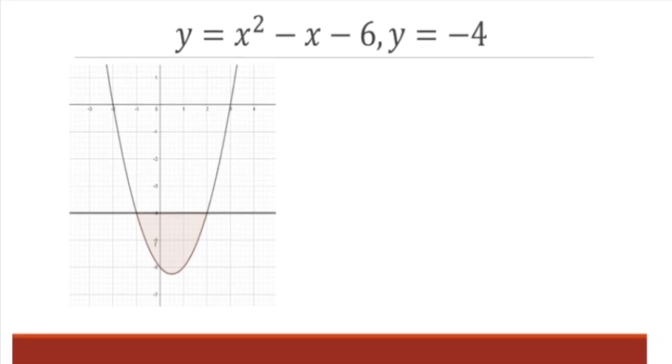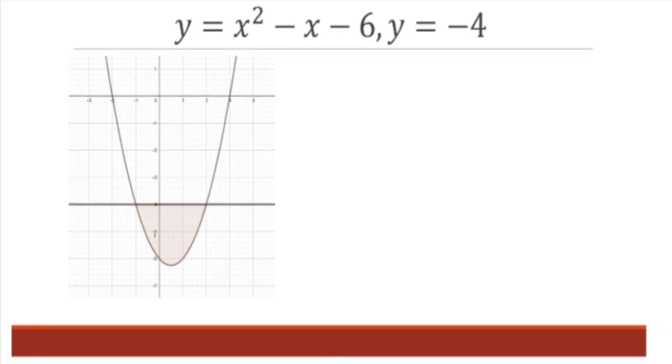Suppose we want to find the area of the region formed by y equals x squared minus x minus 6 and y equals negative 4. So consider the graph presented here. This one is y equals negative 4. It's the straight line or the horizontal line, and the parabola is y equals x squared minus x minus 6. Okay, we want to find the area of this region, the red shaded region.